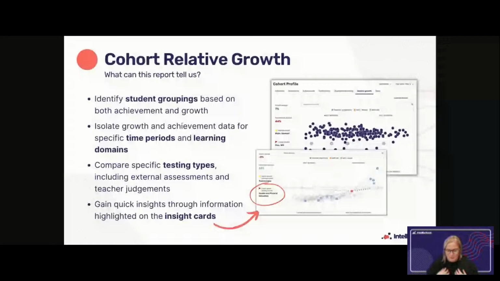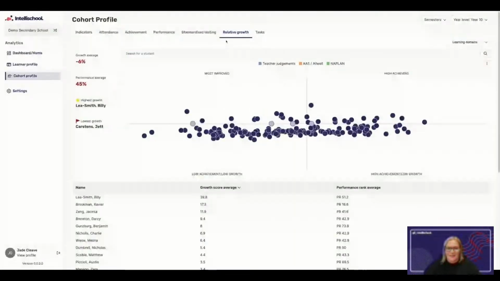And then we also have built into this dashboard here what we call insight cards. They're intended to very quickly and easily identify key information. So what we'll do is I once again stop sharing and let's jump into our demo once more. So instead of standardized testing, this time I'm coming over here to relative growth. Okay, so taking a look at our relative growth chart. So let's point out a few important places to pay attention to here.